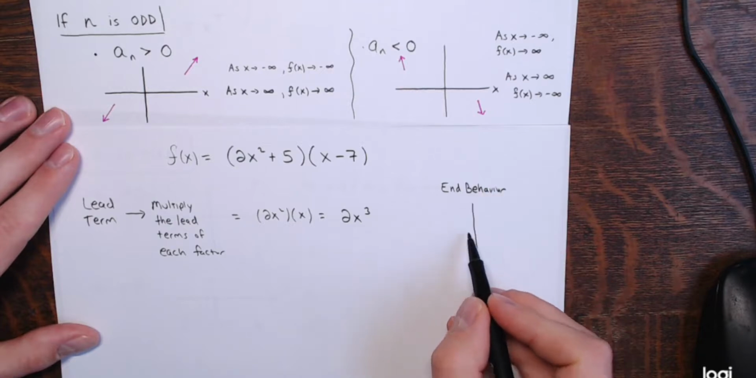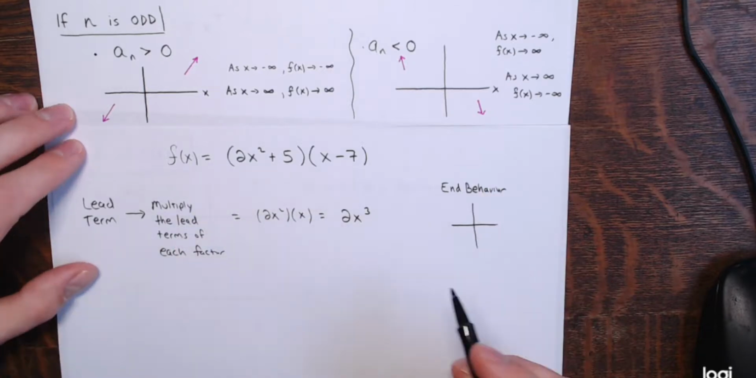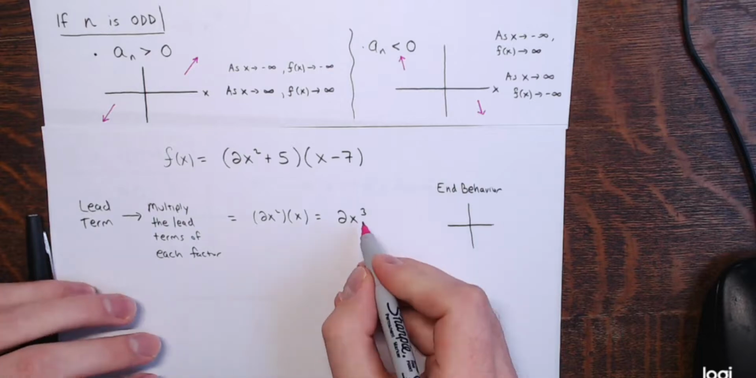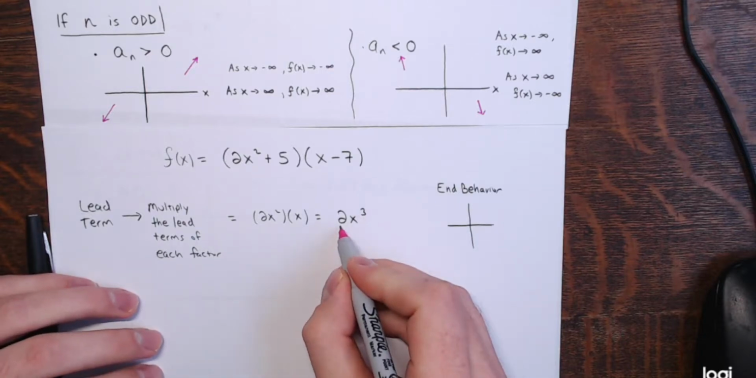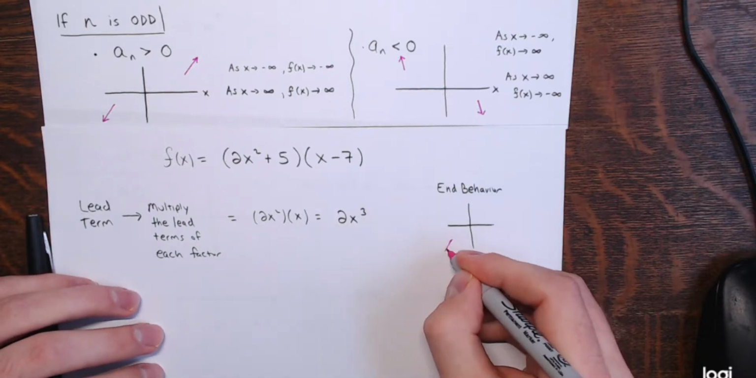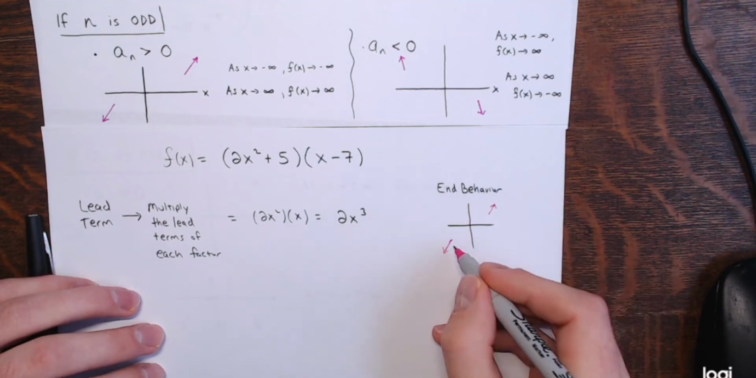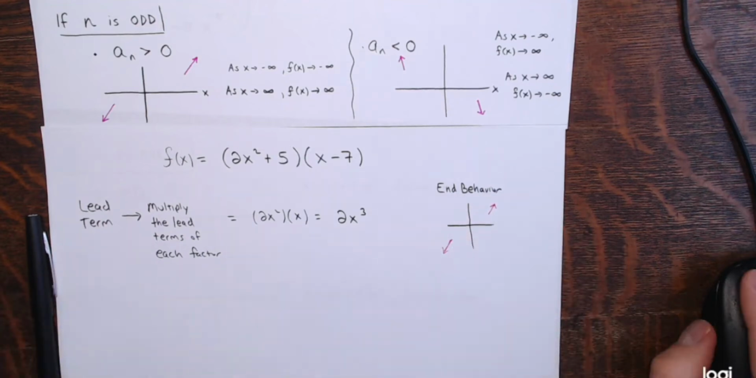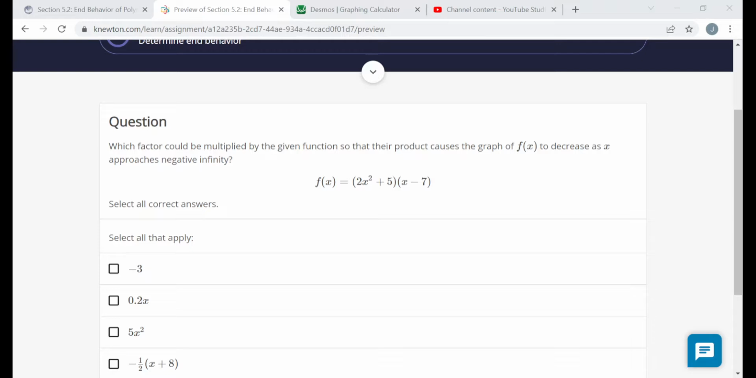So right now, the end behavior would be like this. If I was graphing f, this has an odd degree, degree 3, positive lead coefficient, so it's going down to the left end, up to the right end. Now all I care about is the left end here. They're asking about the left end. They're saying what factor could be multiplied by the given function so that their product causes the graph of f, the new graph after you multiply, to decrease as x approaches negative infinity. So go down forever.